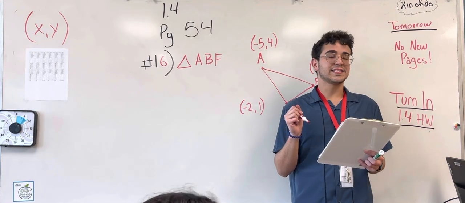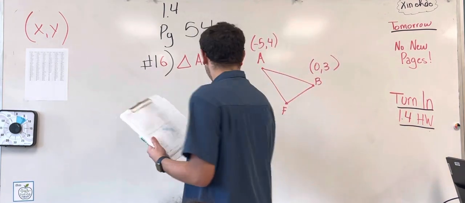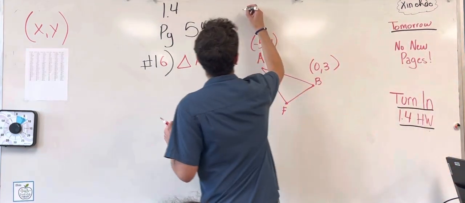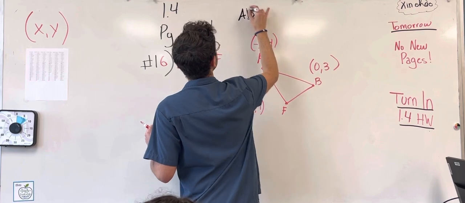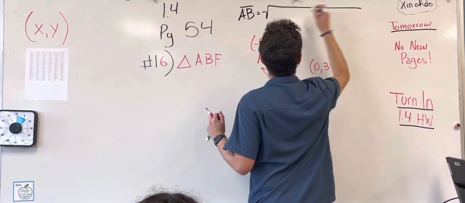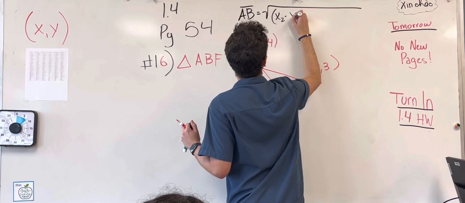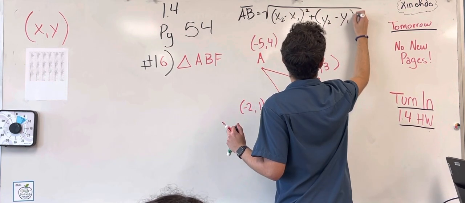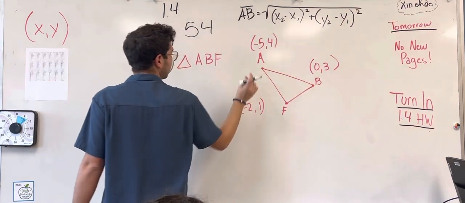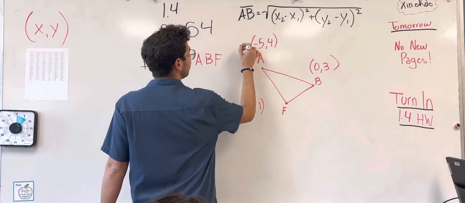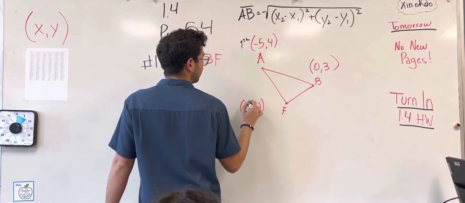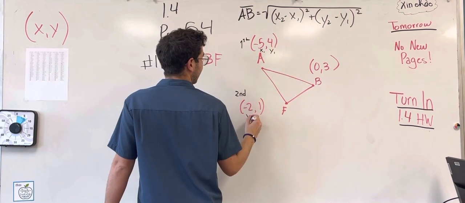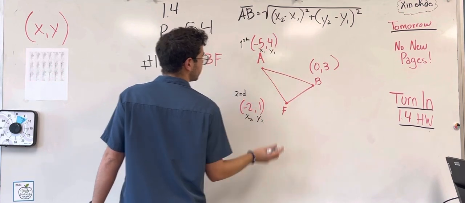Yes, that's what it means. So I'm going to write the distance formula on the top, and we're going to crank it out. This is the distance formula. Let's go ahead and start with AF. This will be our first point. This will be our second point. So we have x1, y1, x2, y2.